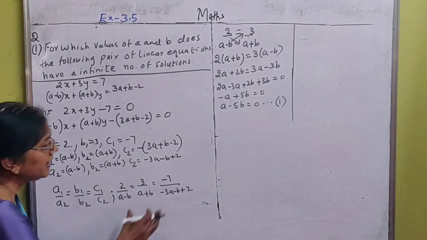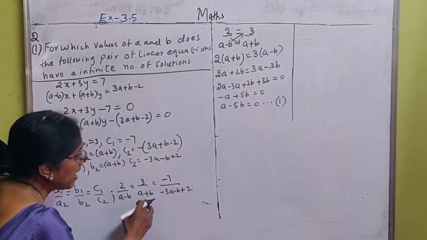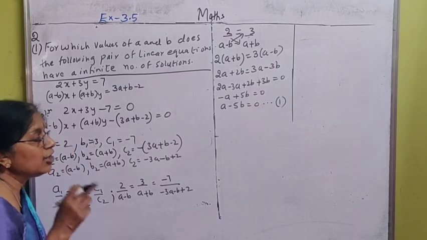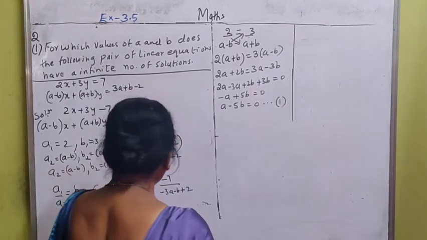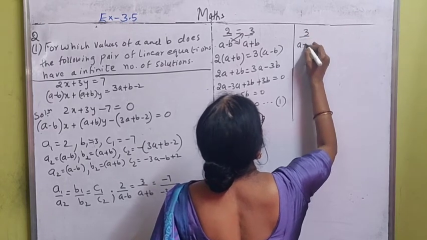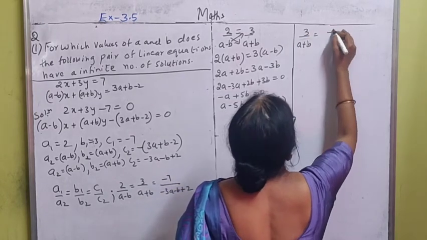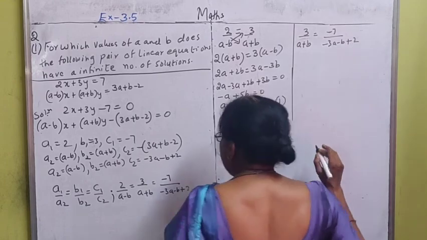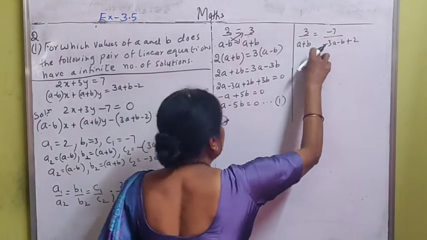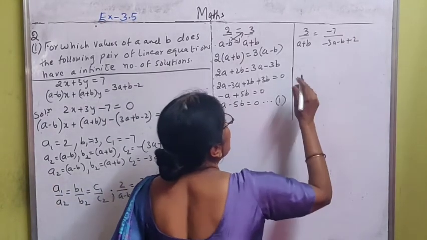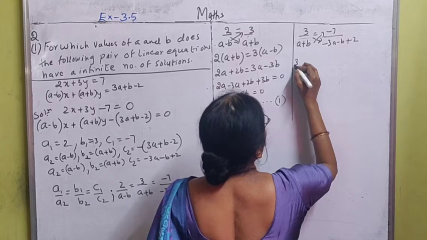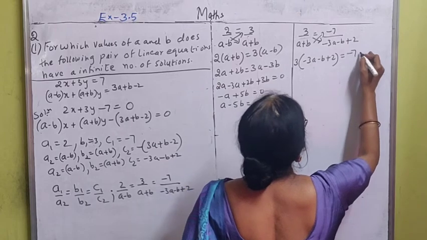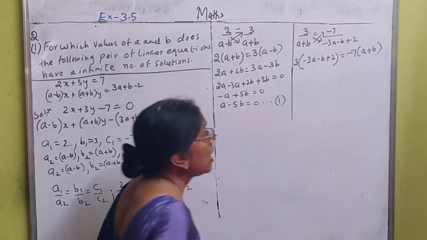Now let us compare these two, because you want to get the value of a and b. So 3 by (a plus b) is equal to minus 7 divided by (minus 3a minus b plus 2). Be careful regarding the sign. 3a is minus, b is minus, plus 2. Now what shall we do over here? Also cross multiply. 3 in the bracket (minus 3a minus b plus 2) is equal to minus 7 in the bracket (a plus b). Now we shall multiply.